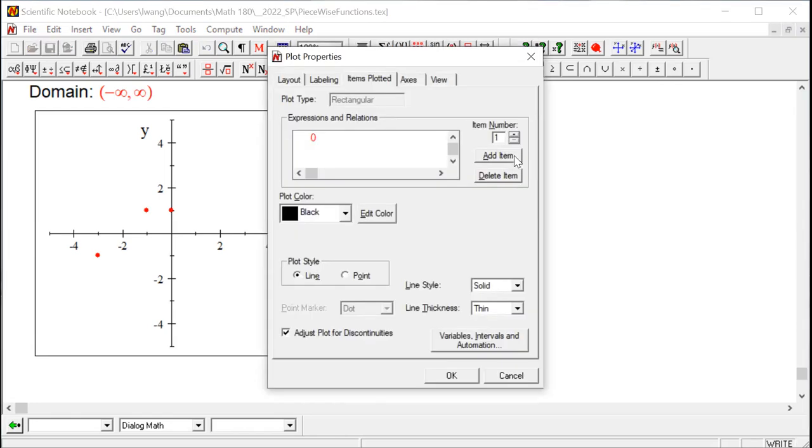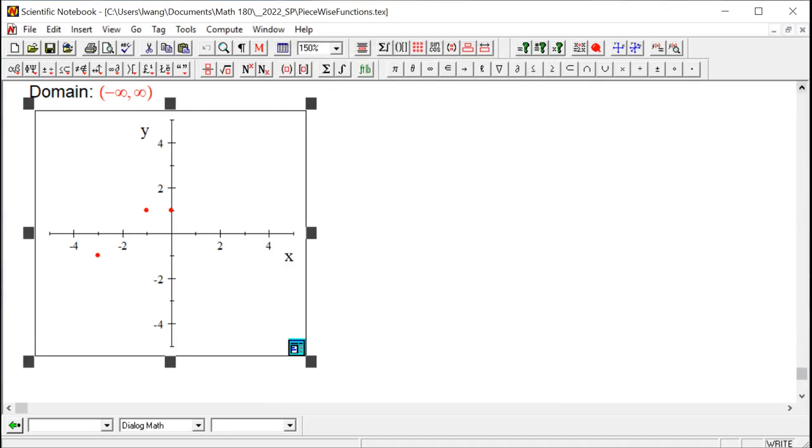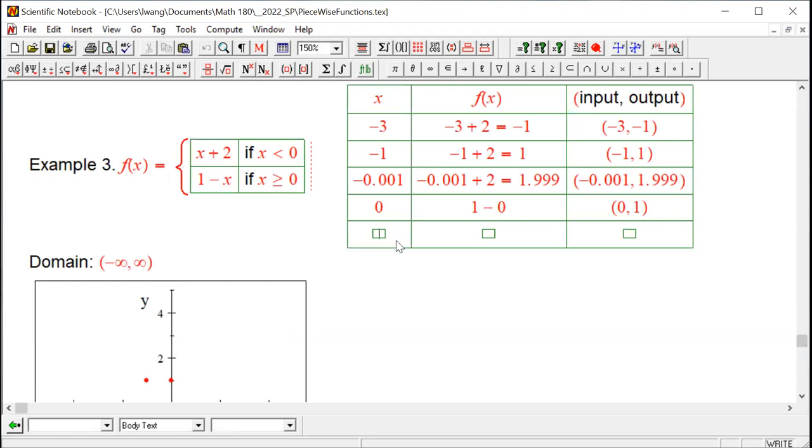Okay. You know what I'm going to do? I'm going to do one more point for the second line so we can make that. For the second rule, I'm going to pick x equals 1. So 1 minus 1 is going to be 0, and now I get another point on the second rule. So this is 1, 0.